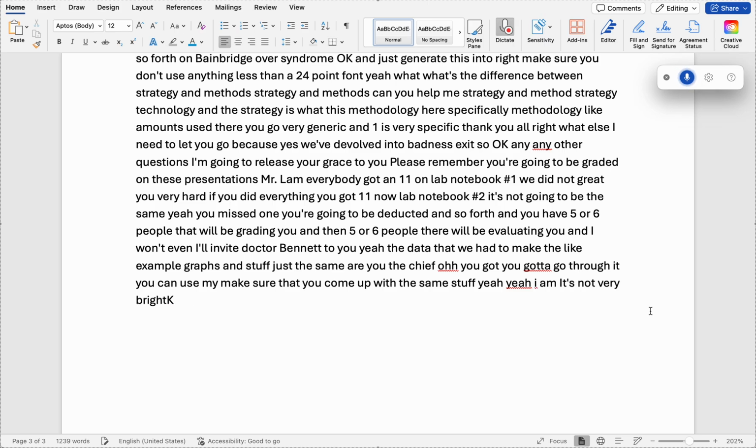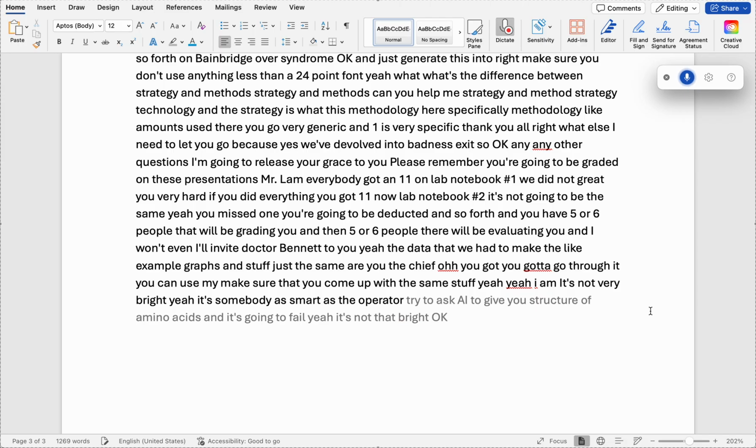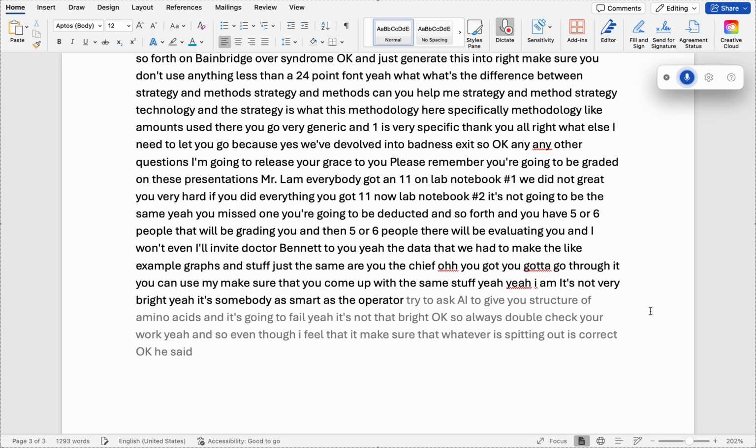AI is not very bright. It's only as smart as the operator. Try to ask AI to give you the structure of amino acids, and it's gonna fail. It's not that bright, okay? So always double check your work. Even though I feed it in, make sure that whatever it's spitting out is correct, okay? Use a calculator, double check, and so forth. Believe it or not, it makes mistakes.